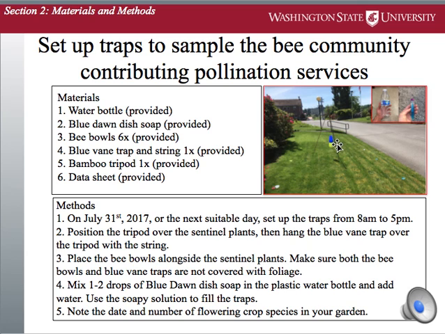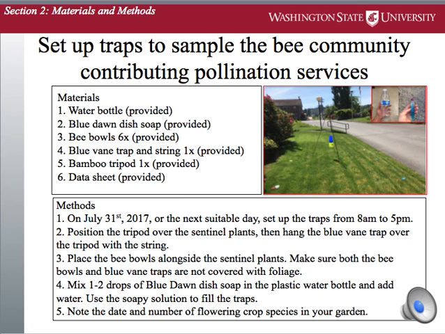You'll have to do a little bit of construction of your blue vein traps, and then you can tie it over the top of the tripod. And it's important that when you do this, you don't cover up the blue vein trap with the foliage of the plants, and that it's visible above your sentinel plants. Don't put it down in the foliage because the bees won't find it down there. It needs to be visible once you set it up.